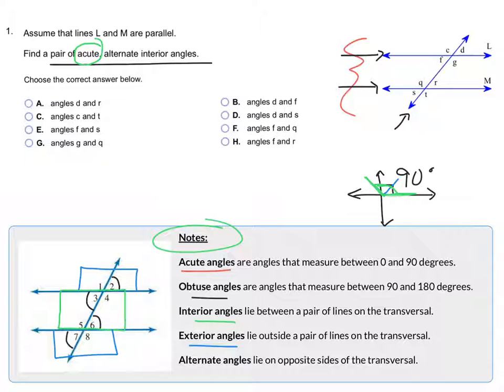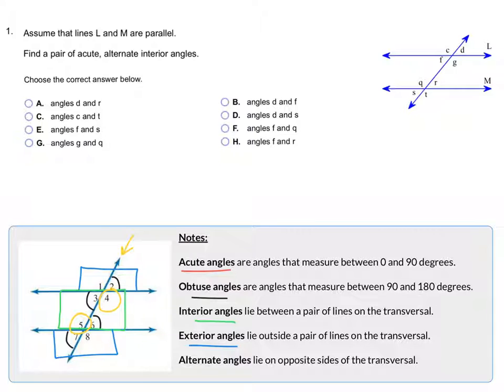Those are exterior. Alternate angles means that these are angles that lie on opposite sides of the transversal. For instance, if we looked at angle 4 and angle 5, these are alternate angles because they're on opposite sides of the diagonal line.